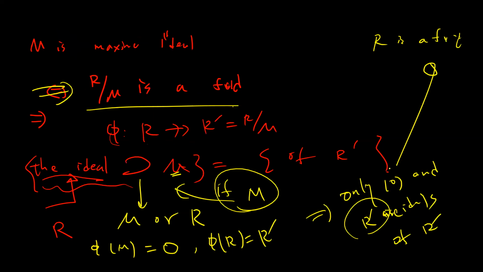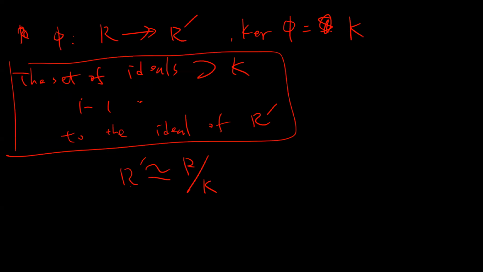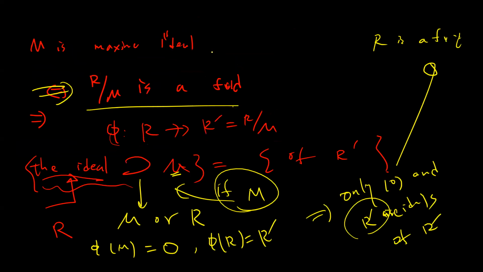The maximal ideal is somehow abstract, but by definition, if you want to prove the property, you only need to use the correspondence theorem. Okay, so this is the final proof.